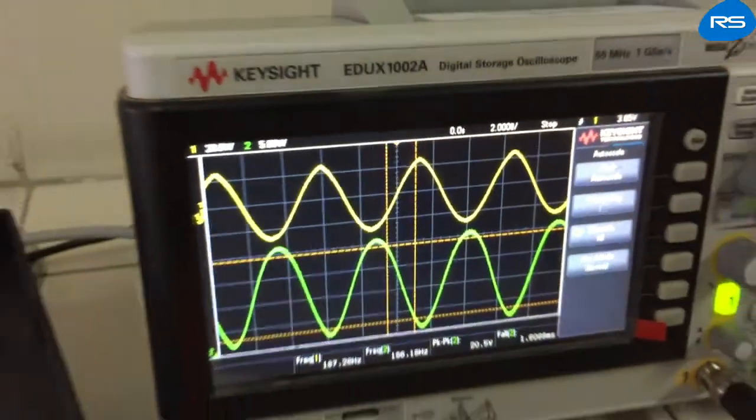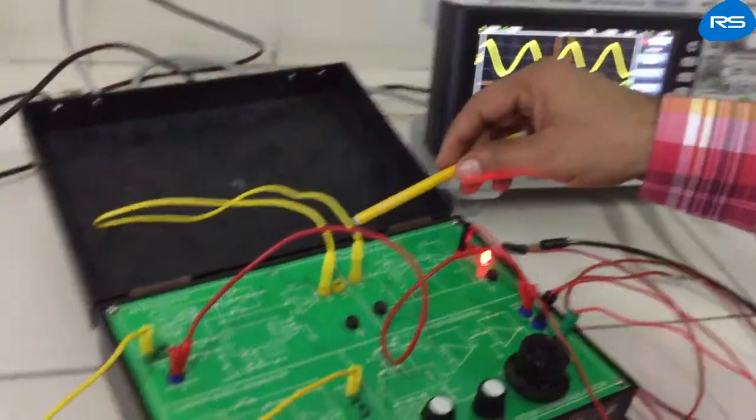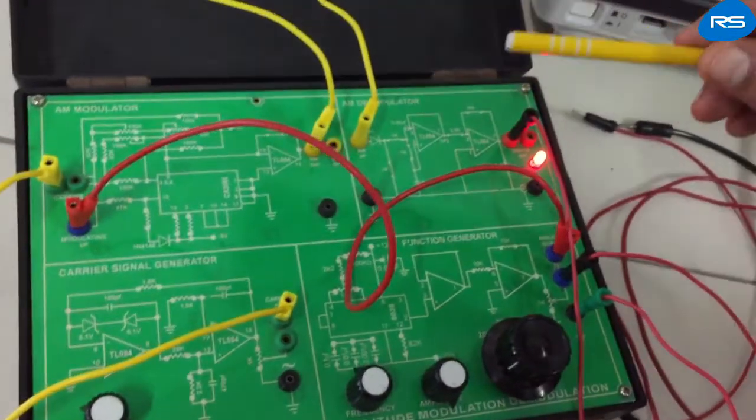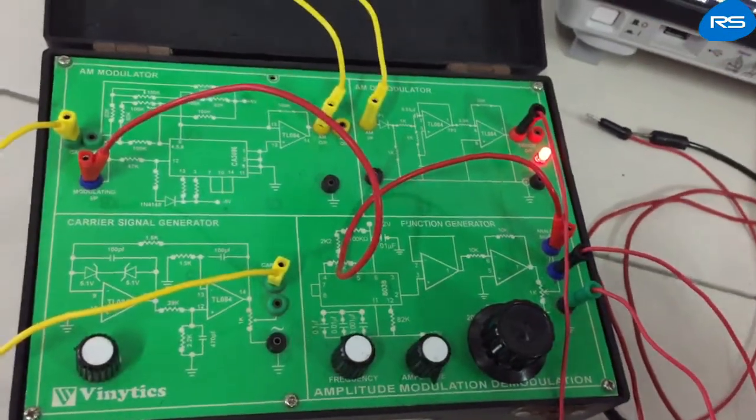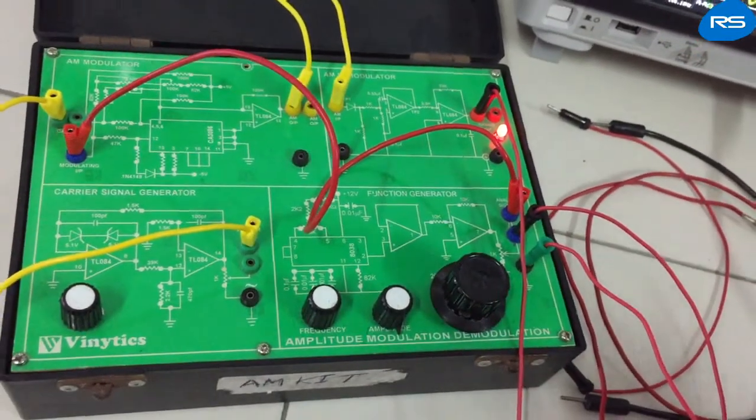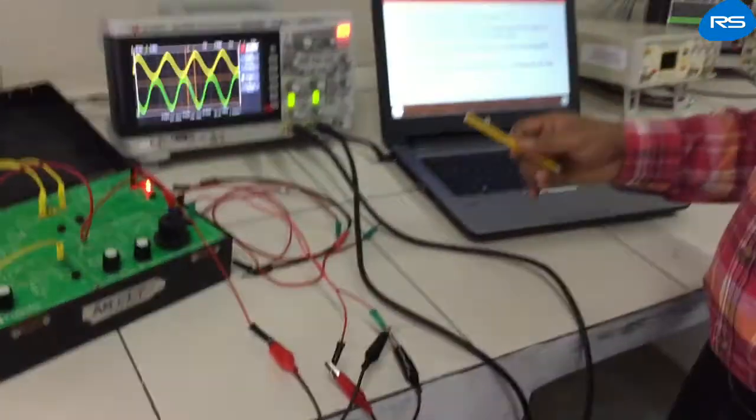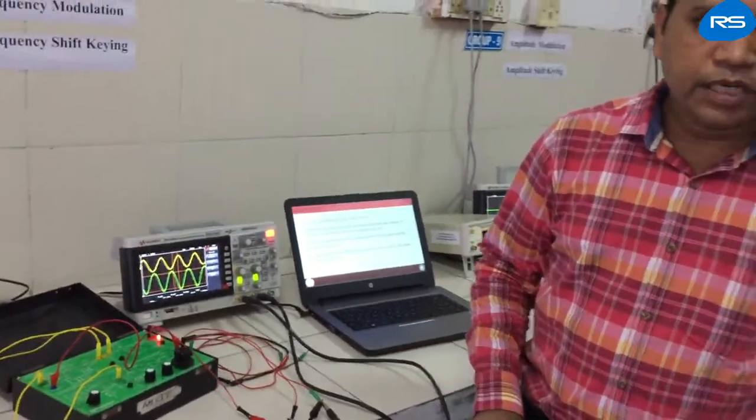In this way we have obtained AM demodulated wave with the help of AM modulator demodulator kit. So in this way we have performed amplitude modulation and demodulation.